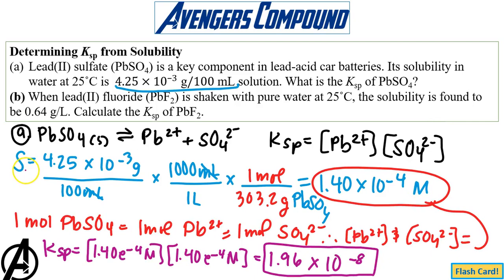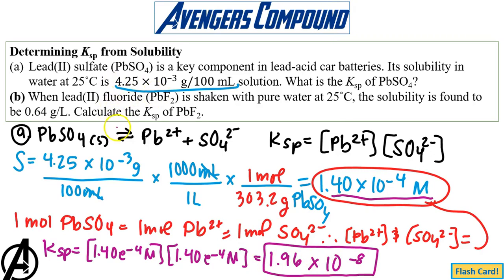So now that we have our concentration for the molar solubility, what does this actually mean? It means that 1 mole of this PbSO4 is going to dissolve into 1 mole of Pb2+ ions and 1 mole of SO4 2- ions. Therefore, the concentrations of Pb2+ and SO4 2- are also going to equal 1.40 times 10 to the negative 4 molar. And so all we need to do now is plug that into our Ksp expression. So now Ksp is going to equal 1.4 times 10 to the negative 4 multiplied by 1.4 times 10 to the negative 4. When I put that in my calculator, I get 1.96 times 10 to the negative 8. I have the correct number of significant figures because they gave me 3 here.